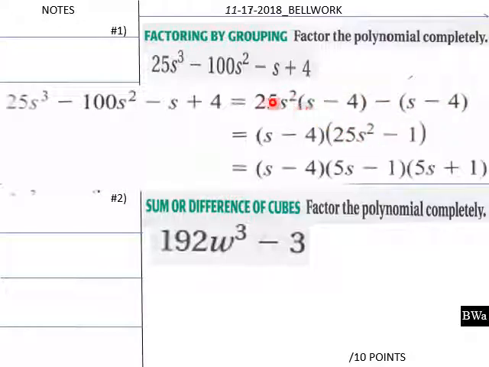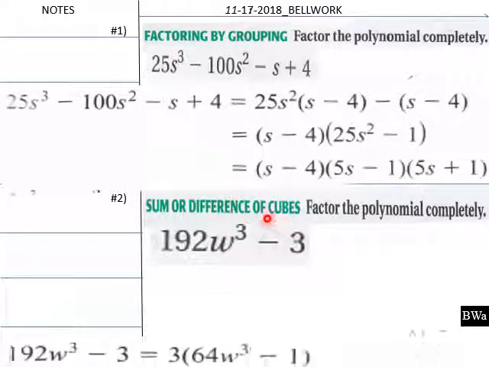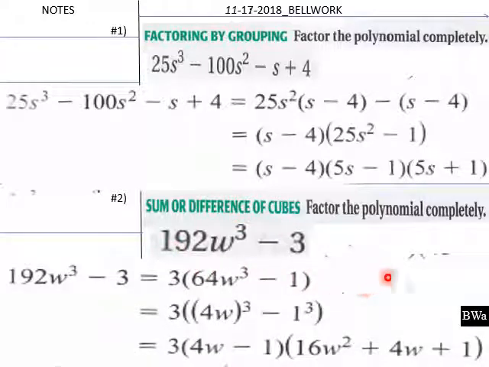So we have 25s squared minus 1 would be the other binomial here. S minus 4 is common to this and then to this over here. And then this is the difference of a square here, 5s minus 1, 5s plus 1. And this is how you would factor by grouping here.